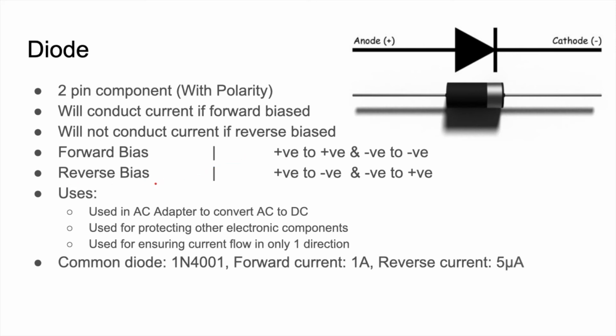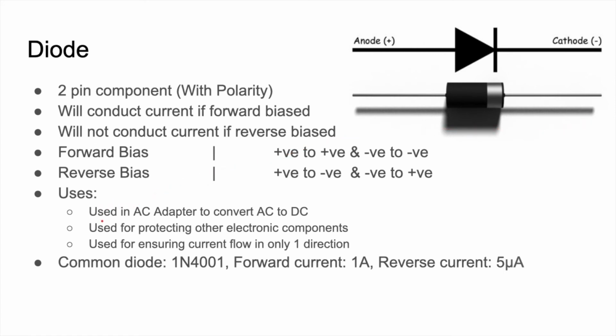There is also one more bias, reverse bias. Reverse bias means you will be connecting this in the opposite direction to the battery. So positive will be connected to the negative of the battery and negative will be connected to the positive of the battery. In such a case, the diode will not be conducting electricity.